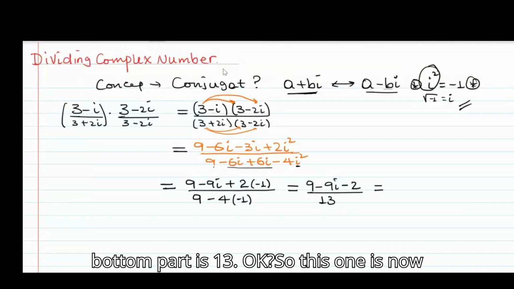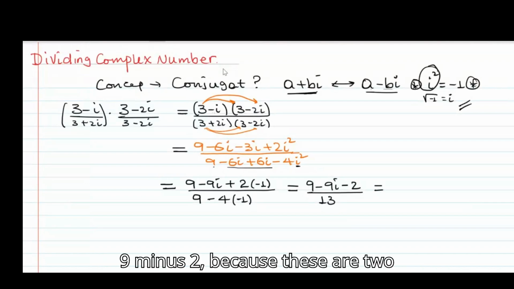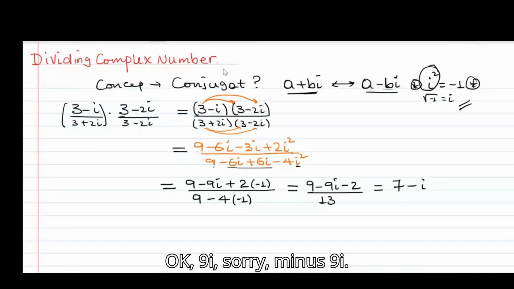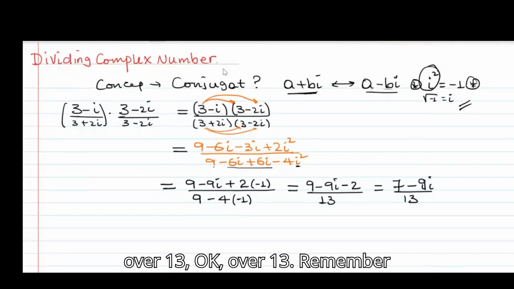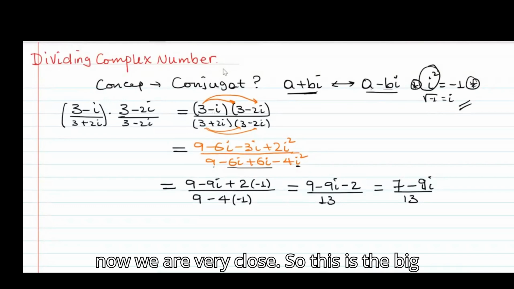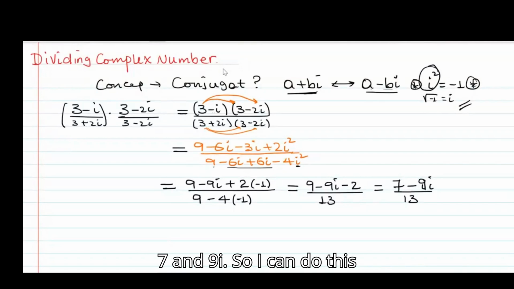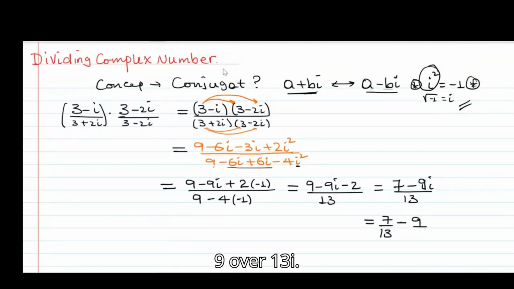Okay, so this one is now 9 minus 2, because these are two numbers. 9 minus 2 is 7, right? 7 minus 9i over 13, okay, over 13. Remember now, we are very close. This is the big bar, the 13 belongs to both 7 and 9i. So I can do this further, split that, 7 over 13, right, minus 9 over 13 i, okay?